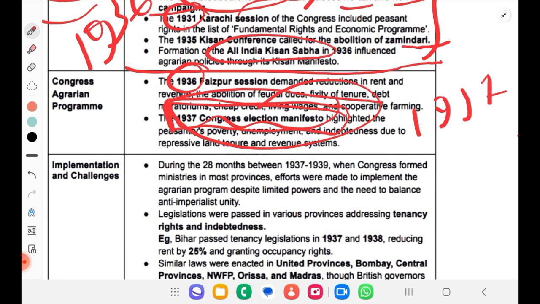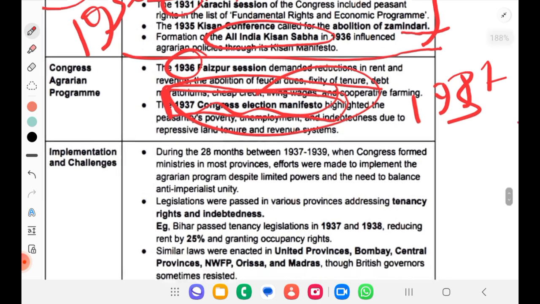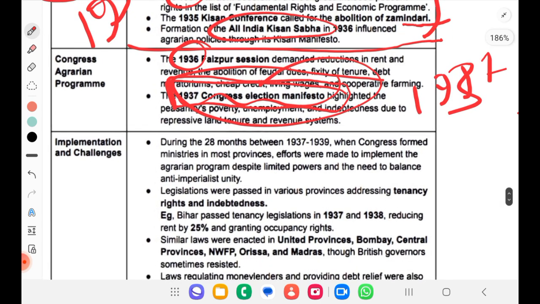So they won. And during those policy formation efforts, attempts were made to implement the agrarian program despite limiting powers and the need for balanced anti-imperialist unity. Legislations were passed in various provinces addressing tenancy rights and indebtedness. So legislation was also passed for tenancy rights and indebtedness.